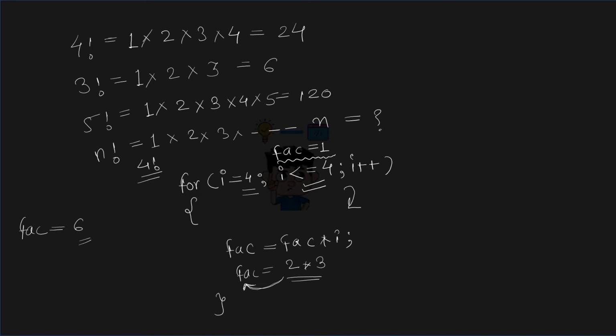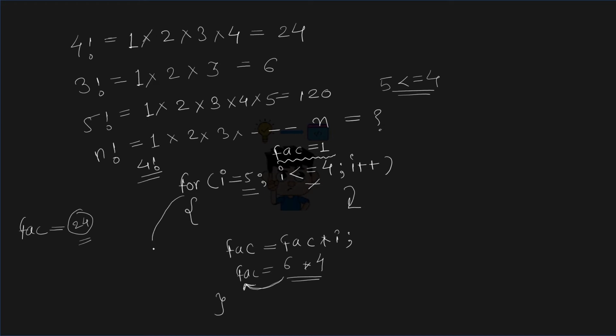Then again, what is the value of fact now? Value of fact is 6. Then what is the value of i now? Here value of i is 4. Then 6 into 4 is 24. Then we store the 24 inside the fact variable. Then again increment i by 1. Here i changes to 5 from 4. Then again check the condition. Is 5 less than or equal to 4? No. Here the condition is false.